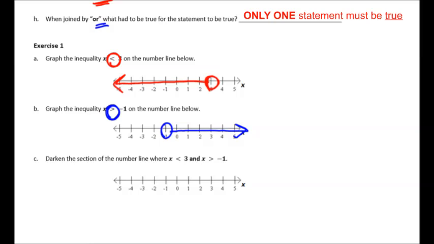The last part, now this is the important part, the reason why we were doing the top. It's saying darken the line where this and this are both true. So what that would look like is, I'm going to go to this -1, I'm going to go to this 3, and they are both true in this area right here. Because if you look at it from here, they both overlap each other. Okay? All right. So those are the numbers that are less than 3 and greater than -1. All these numbers right here.